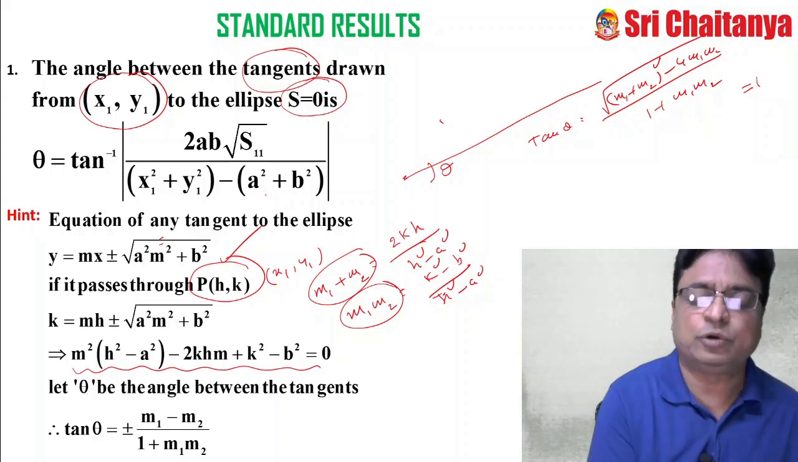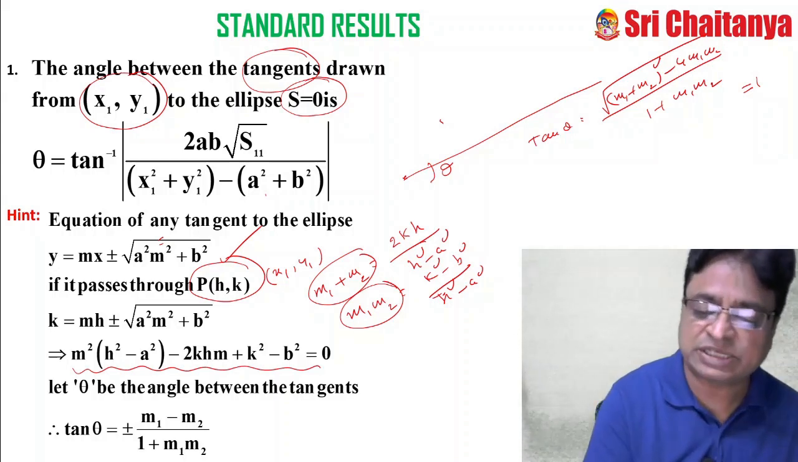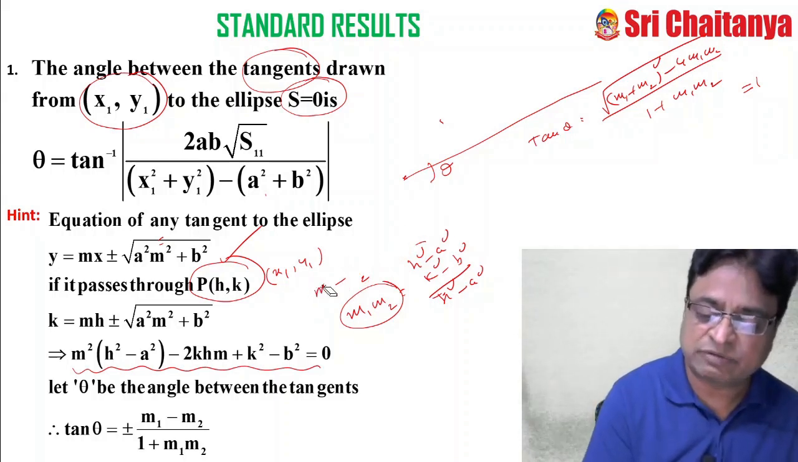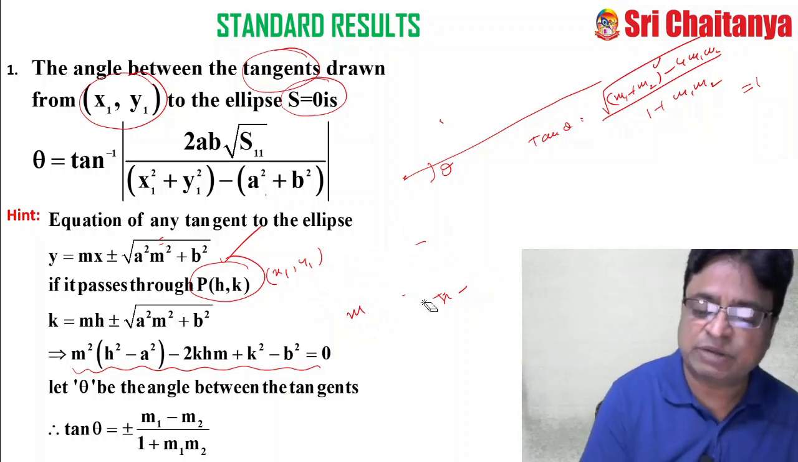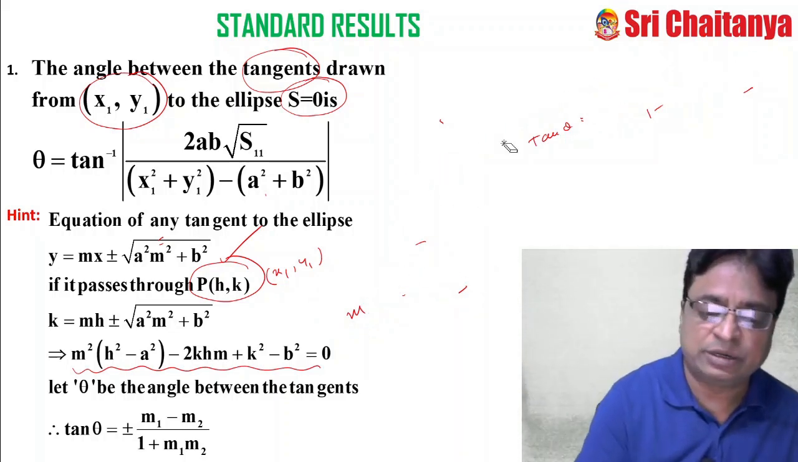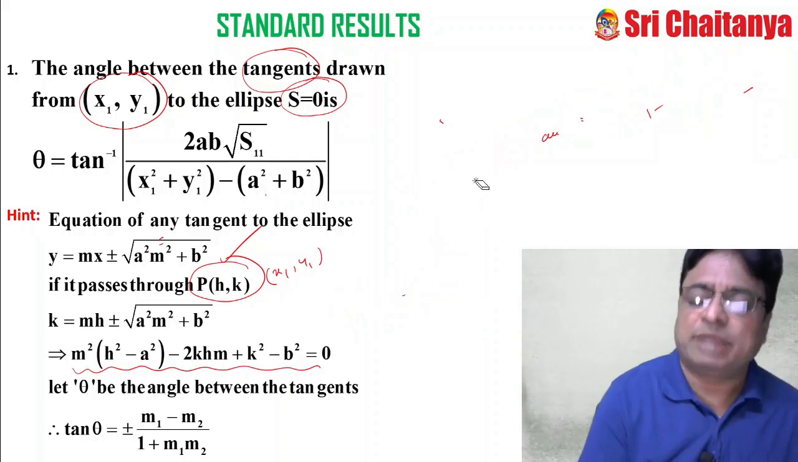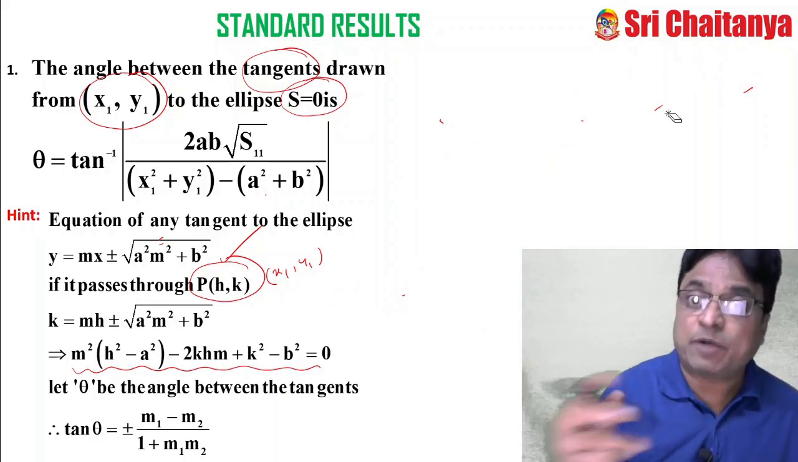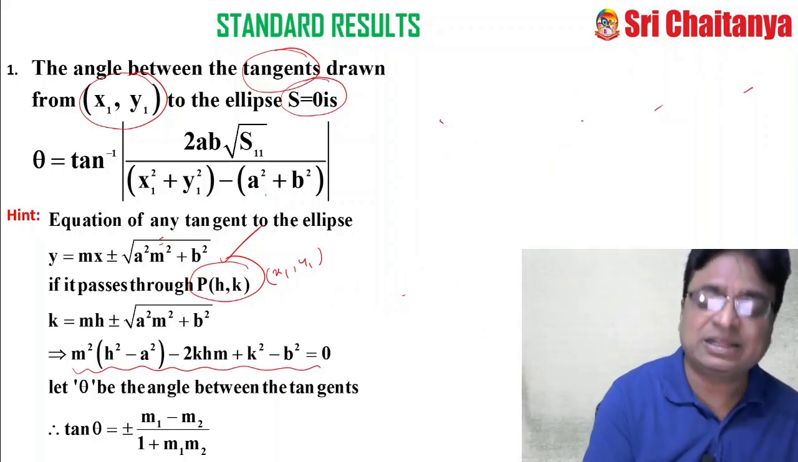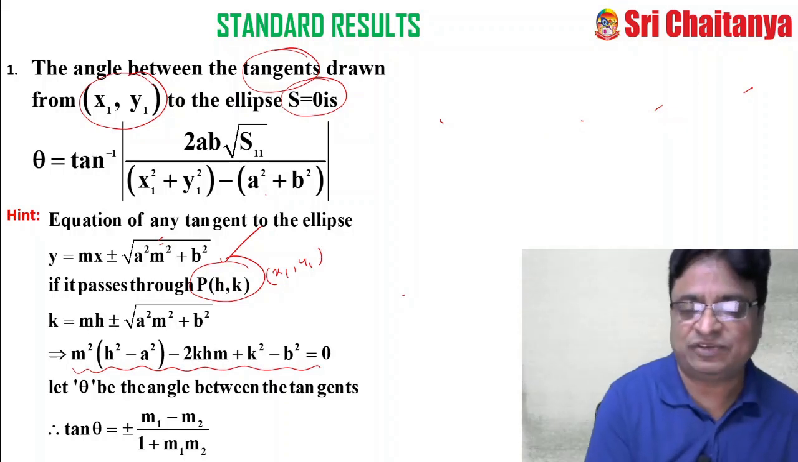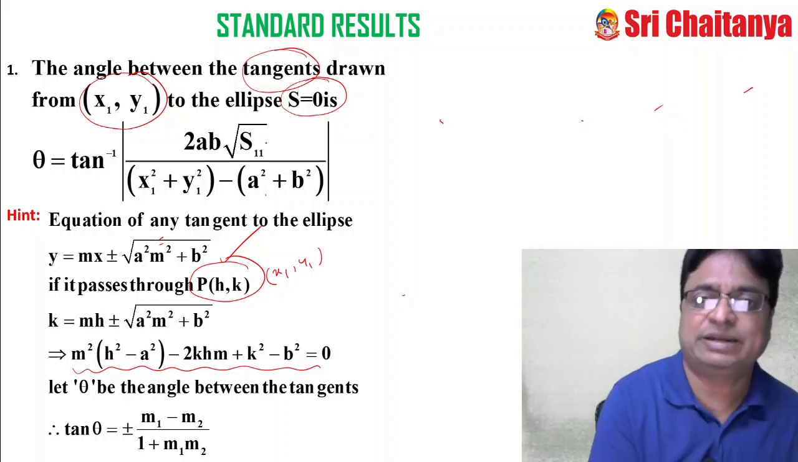You substitute and simplify. That answer is what? Tan theta is equal to 2ab into the root of S11. What does S11 mean? S11 is nothing but x1 square by a square plus y1 square by b square minus 1. If the point lies on the ellipse, that becomes 0, but it is not equal to 0, that's why the point lies outside. Otherwise, S11 becomes 0. Okay, my friends.